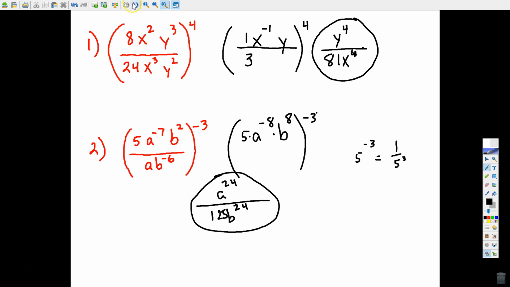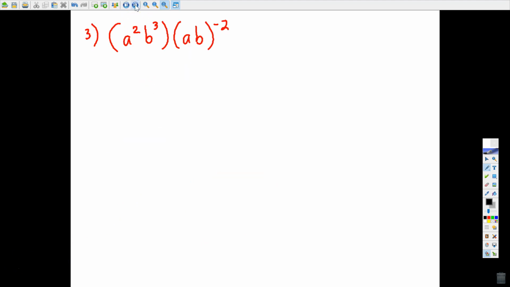Okay, moving right along. Got one more problem in this section, and we're supposed to simplify this expression. Remember, before you multiply, according to PEMDAS, you always do exponents before you do multiplication. So I need to raise this product a times b to the negative 2 power before I multiply times this other monomial on the left.